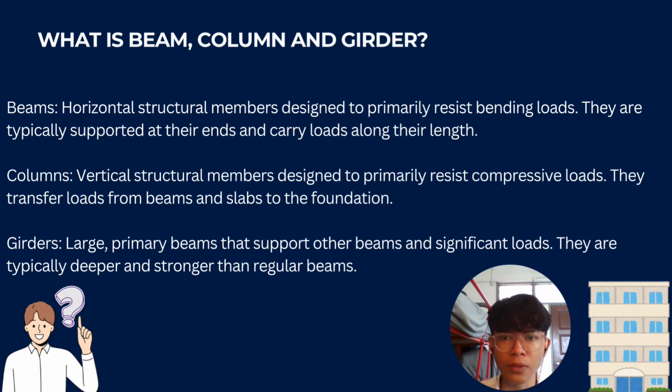For the column, vertical structural members designed to primarily resist compressive loads. They transfer loads from beams and slabs to the foundation. And for the girders, large primary beams that support other beams and significant loads. They are typically deeper and stronger than regular beams. I will explain it at the last part of the slide for the viewer to understand it easily.